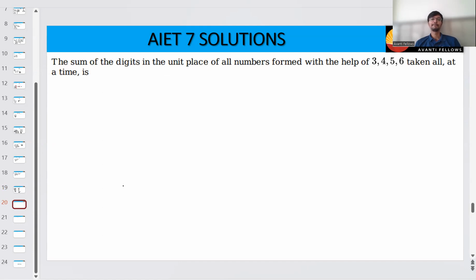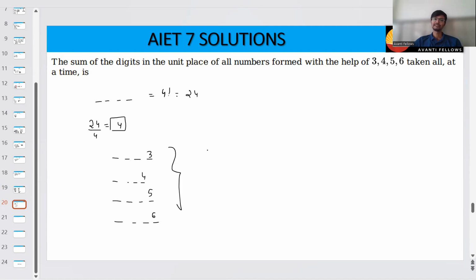The sum of all the digits in the unit place of all the numbers taken all at a time. So here the total numbers formed will be 1, 2, 3, 4, right? Which is 4 factorial, which is 24. Correct? Now, each number in the units place will come 24 by 4, which is 4 times, right? So 3 will come 4 times, 4 will come 4 times, 5 will come 4 times, 6 will come 4 times. So what is the answer? 3 into 4 plus 4 into 4 plus 5 into 4 plus 6 into 4. We can take 4 common. 3 plus 4 plus 5 plus 6. Right? These numbers will be the addition of sum of the digits in the units place.